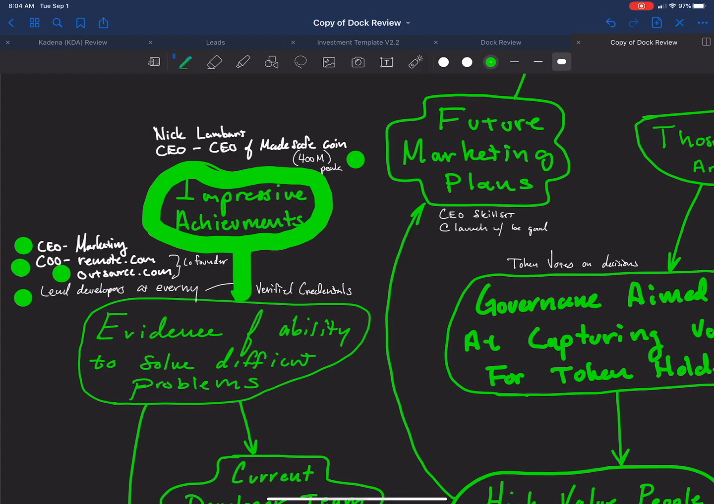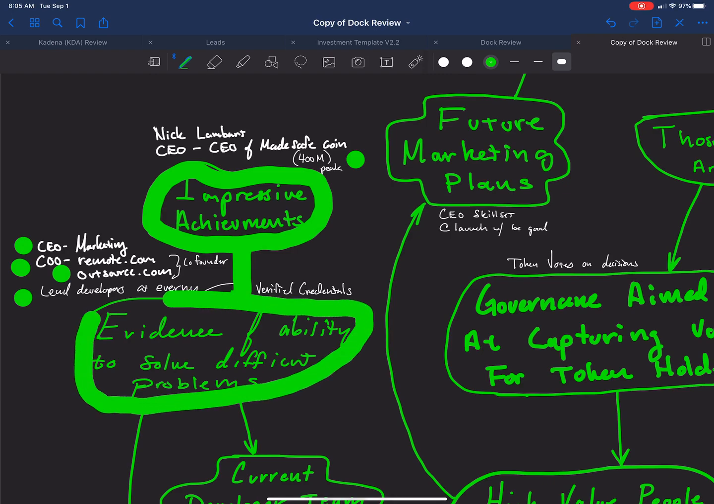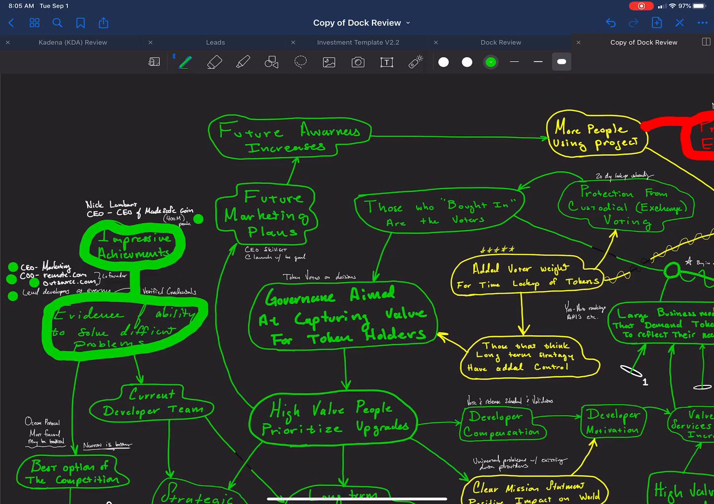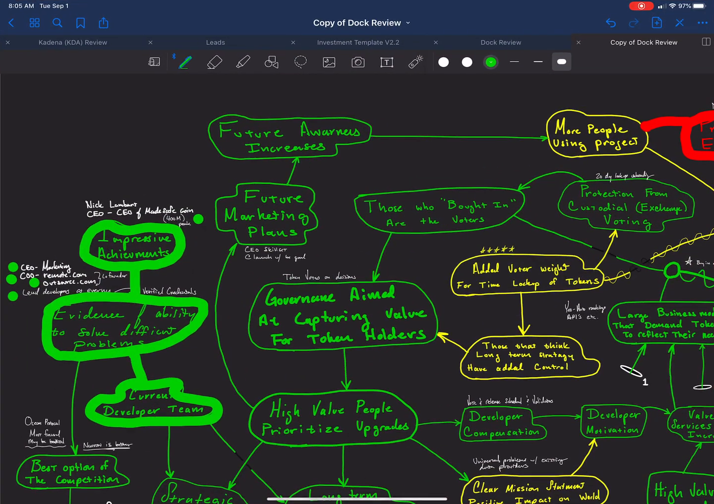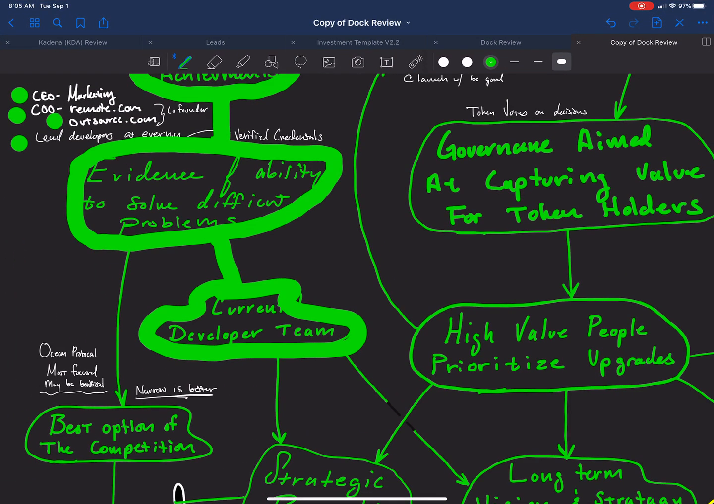Take that into consideration. So there's definitely a market for this project, a pretty substantial one. Lead developers, they have all verified credentials. There's a lot of developers that have been validated and vetted. So a lot of their experience is in professional data. So that's exactly what we'd want for this project. It's like they knew what they were looking for when they hired a lot of these people. So the current team is good.